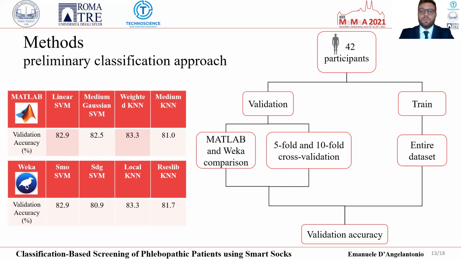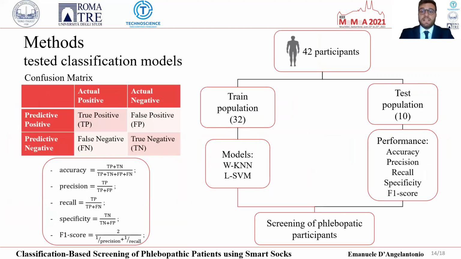The validation accuracies obtained in the two software are quite similar, and an example is shown in the two tables reported here in this slide. The best performance was obtained using the weighted KNN and linear support vector machine. In this slide, the flow chart shows the process of training and testing of these two specific models.